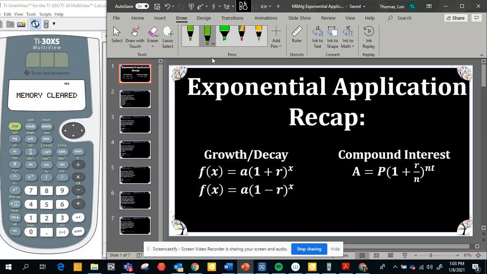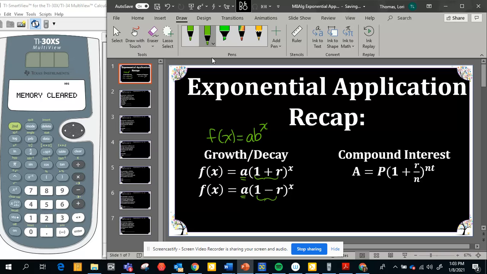With both of these, they still hold the form of f of x equals ab to the x. It just may be a little disguised. So for the growth and decay, we still have our a value, which is the initial amount, and then our b value is 1 plus the rate for a growth, or 1 minus the rate for a decay, still raised to x.